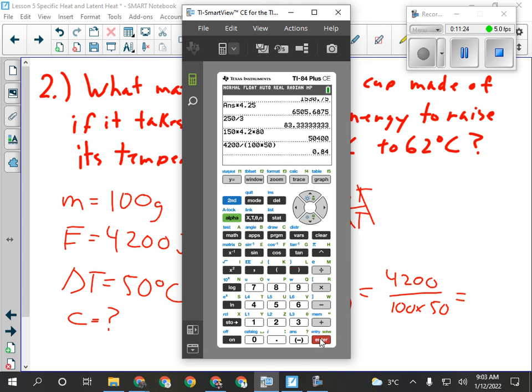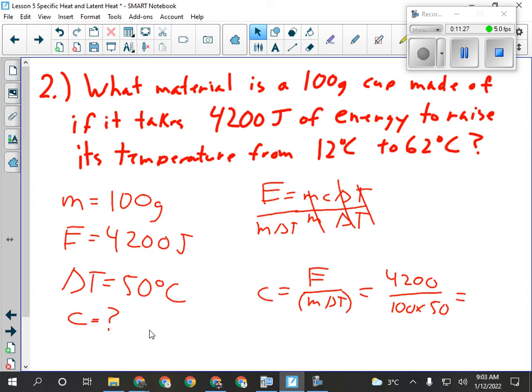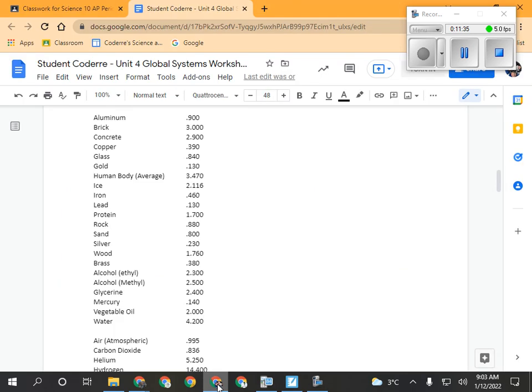All right, I get 0.84 for my specific heat capacity. 0.84 joules per gram degree Celsius. So now what I do is I go to my chart and I look, oh, there it is right there. 0.84 joules per gram degree Celsius is the specific heat capacity of glass, okay? Which would make sense, given the context of the question, that it wouldn't be made out of hydrogen gas.